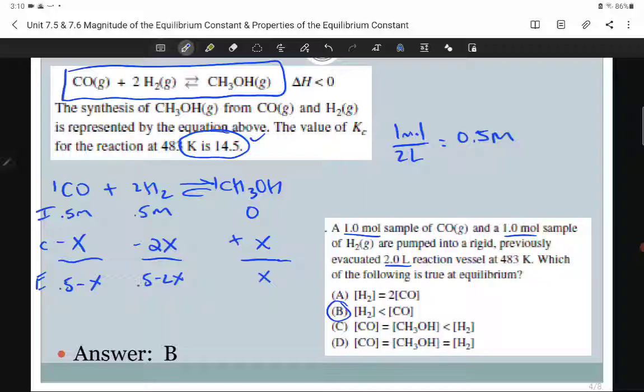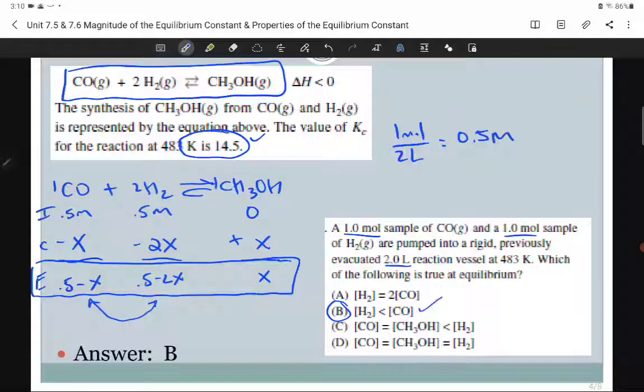We'll figure out how to do that mathematically in a little bit, but I think we have enough information to tackle this answer. Which of the following is true at equilibrium? So equilibrium is this row right here. So what's going to happen? Are CO and H2 going to be the same numbers? Well, you can see here they're not the same numbers. 0.5 minus X is not the same thing as 0.5 minus 2X. So I think that's how we're going to get to answer B.